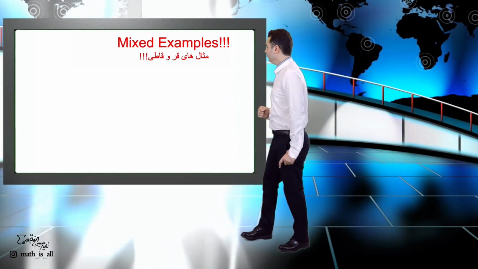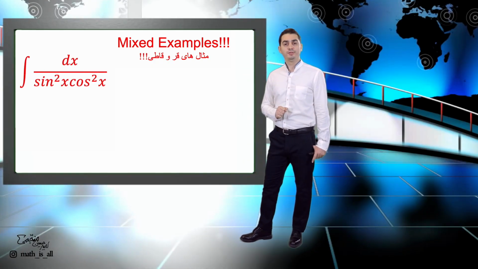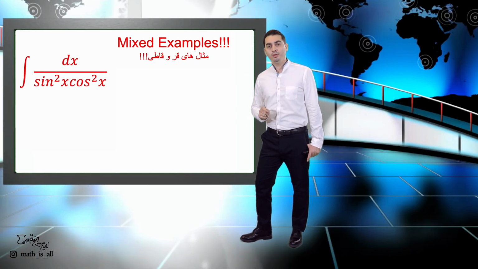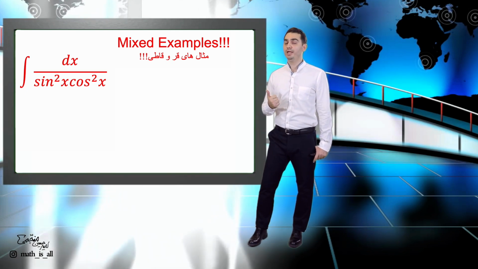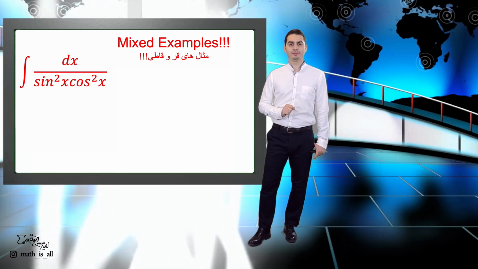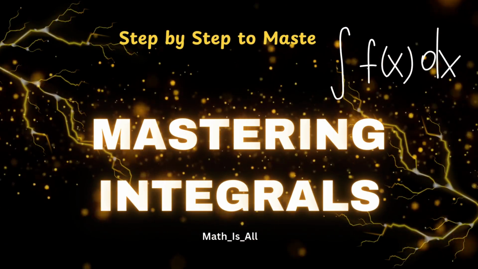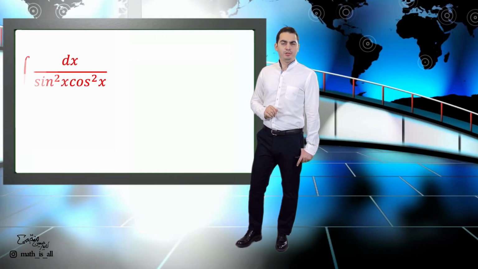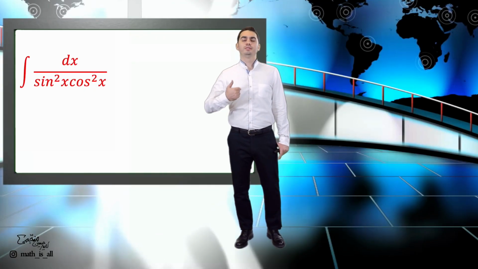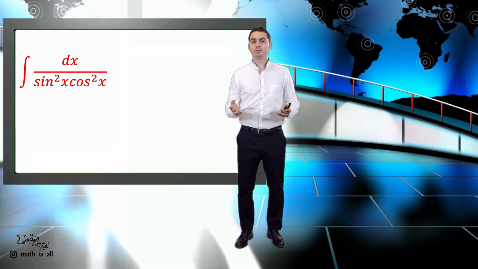Okay, for the first example, we have the integral of 1 over sine squared x times cosine squared x. Let me give you a hint. You need to get rid of this fraction. I want everyone to pause and think for themselves. Take your time. I hope you managed to solve it. If you did, that's great. If not, don't worry about it at all. It's perfectly fine. With a bit of practice, you'll get the hang of it and solve future questions much more easily.